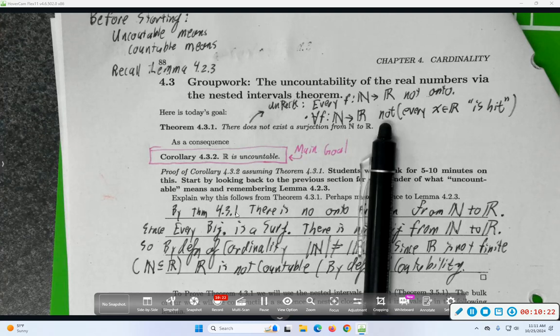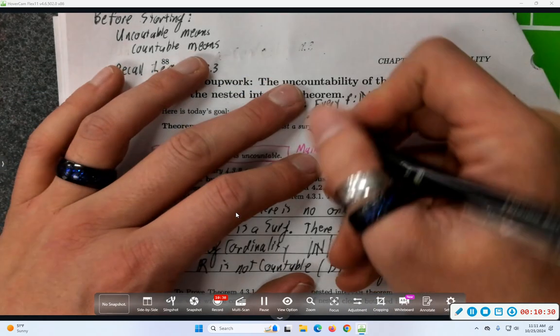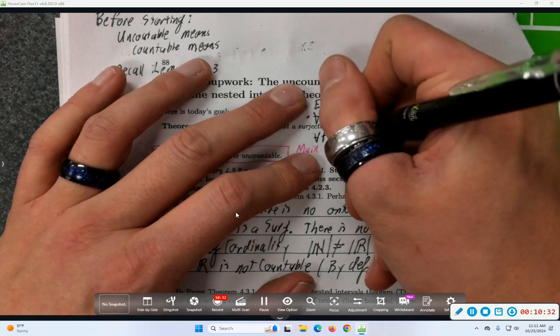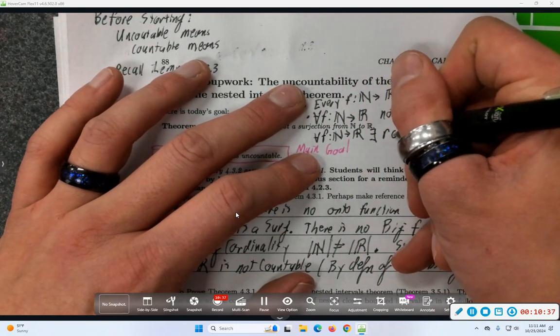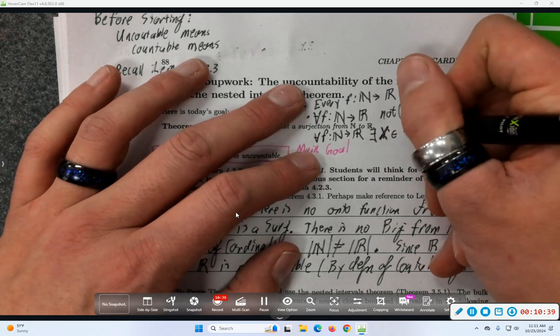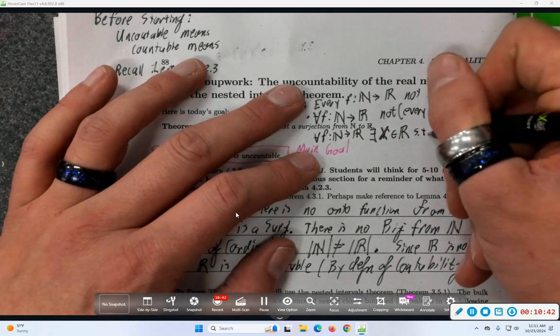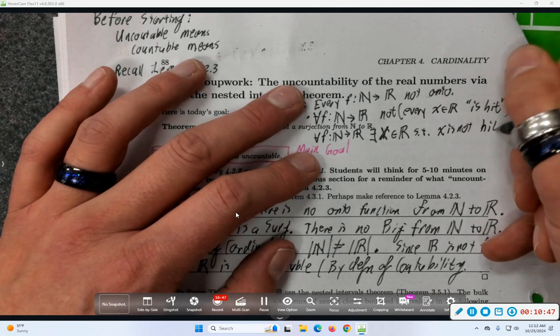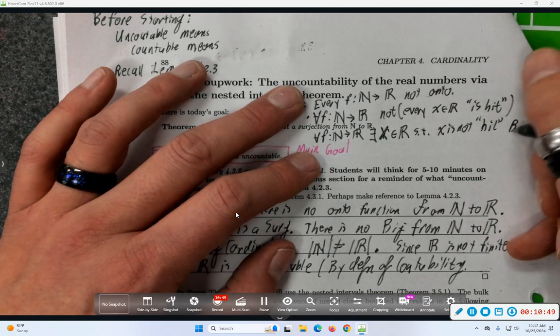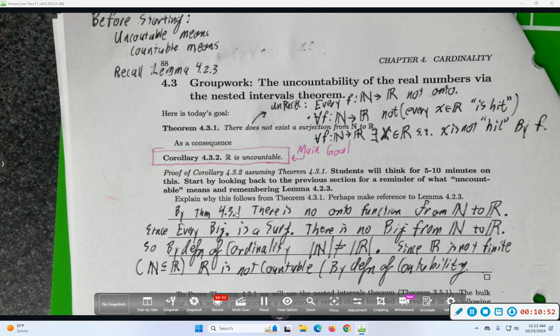So there exists some X and R that is nice. Cool. So we want to show that for every f from N to R, there exists a real number, that real number should probably be x, such that x is not hit by f. Groovy. So we know what we want to show now.